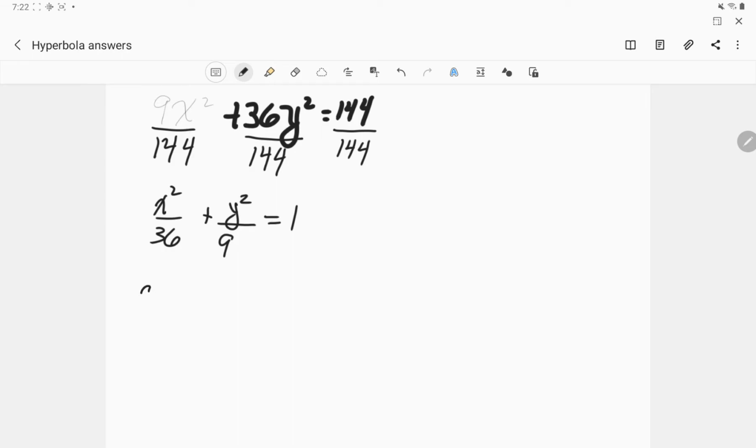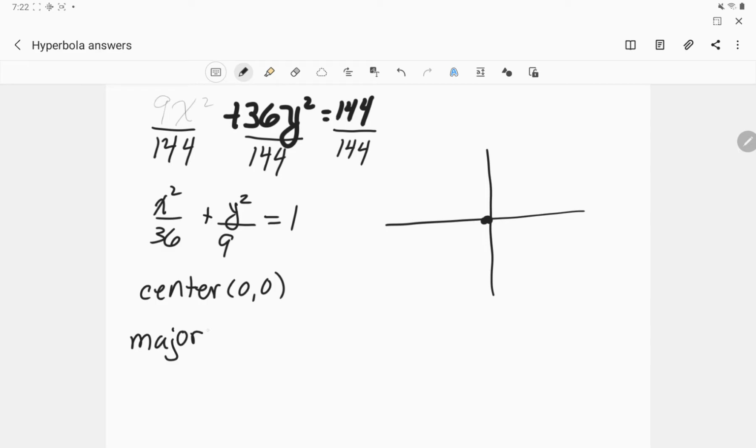So we know that the center of our ellipse is going to be 0 and 0 because there's no h or k there. So the center is going to be 0 and 0. We know that the major axis is always the longer one. So since 36 is the largest number, that is my a squared, meaning a is going to be 6.